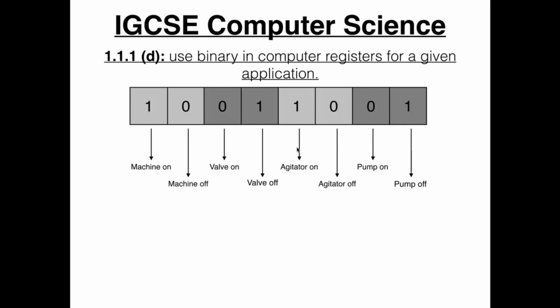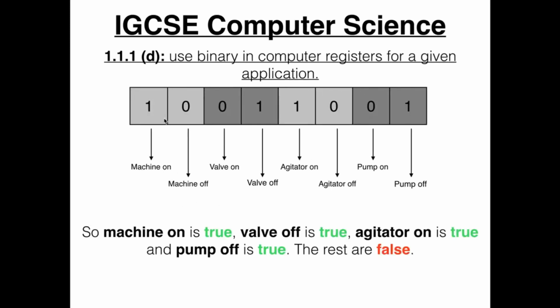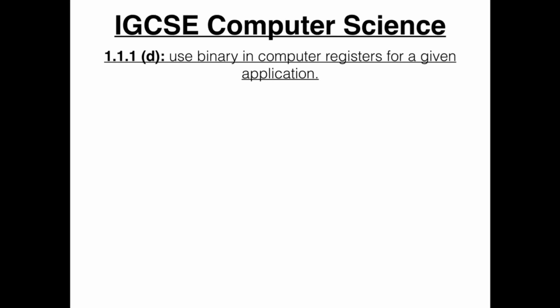What if the register contained these bits? Machine on is true, valve off is true, agitator on is true, and pump off is true. The rest, of course, are false. So that's the effect that it would have.